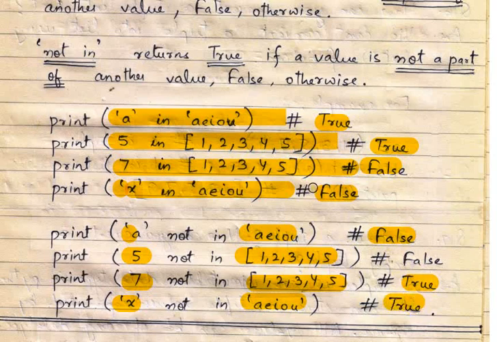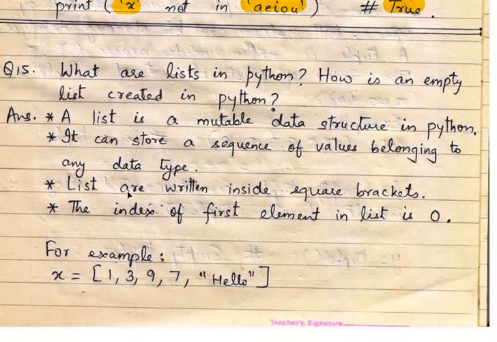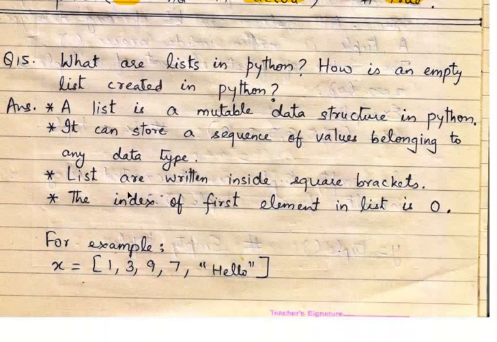So by these 8 examples you can easily show the use of the in and not in operators. Next question: what are lists in Python? How is an empty list created in Python?